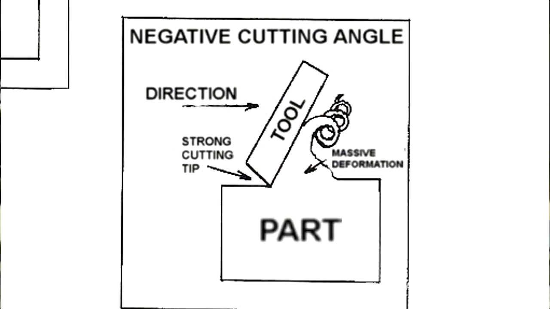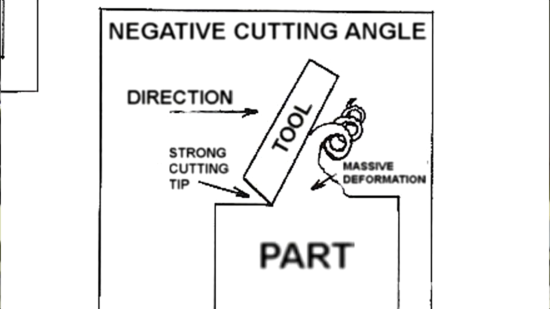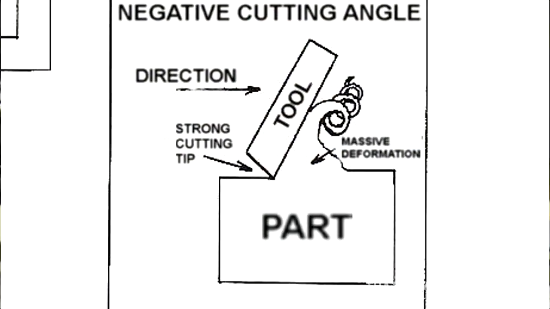Negative angle cutting tools, however, produce a lot of heat, so they're good for cutting hard materials. Happily, negative angle cutting tools have thick cutting edges that dissipate well the heat that they produce. It is, however, important to note that machining with negative angles requires a lot of force, and we need powerful machine tools to do it properly.